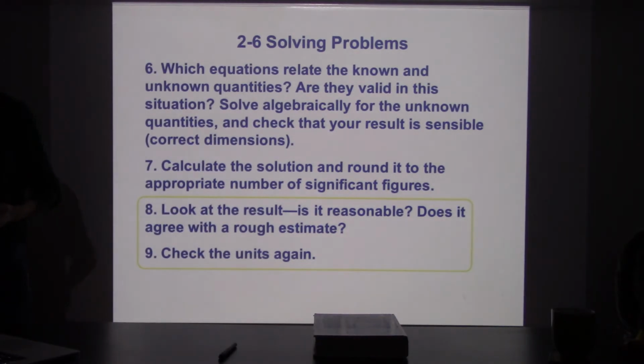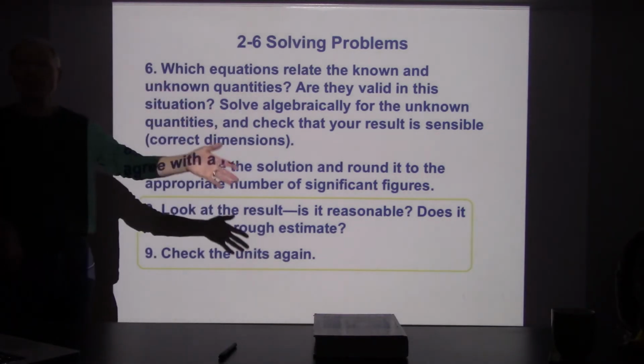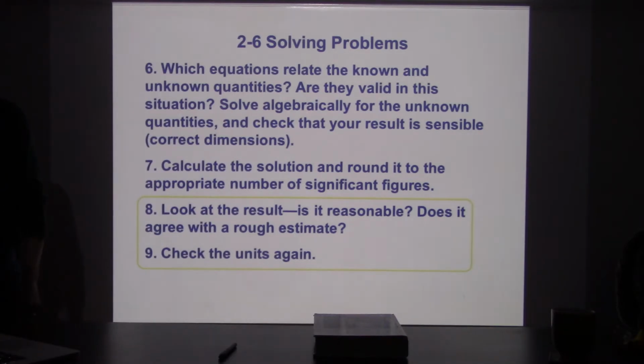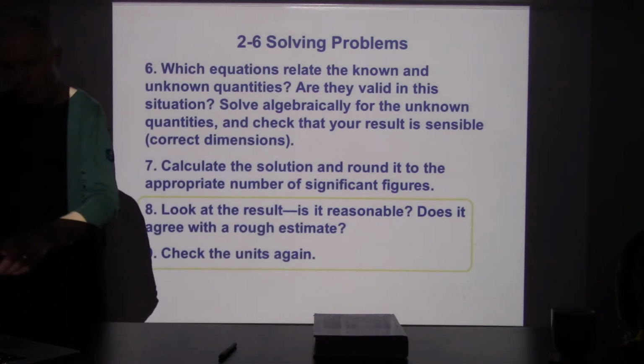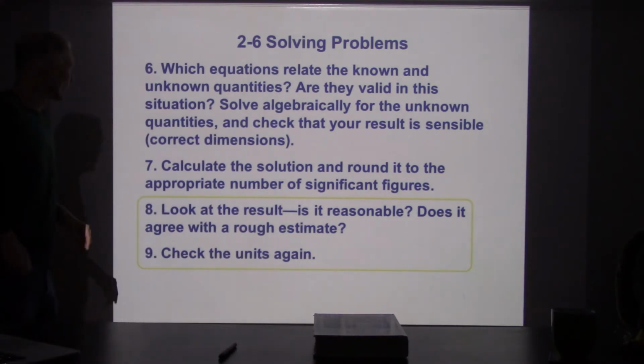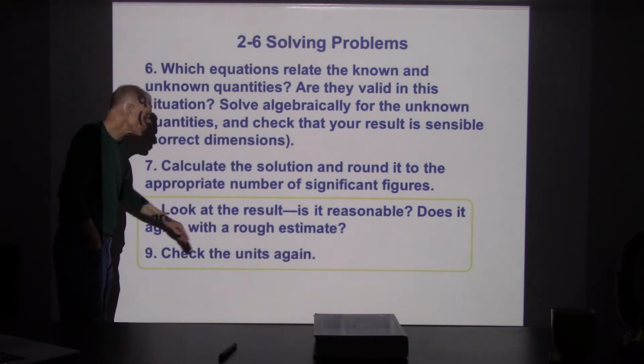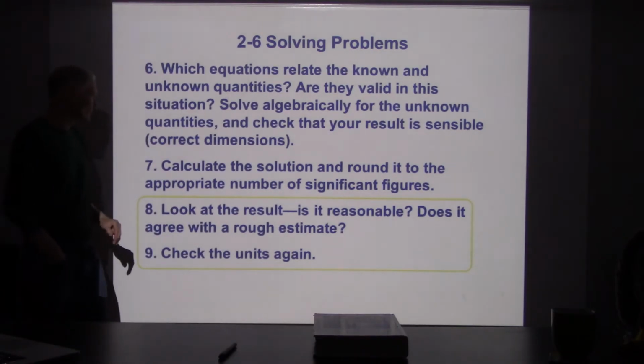But in most instances, if you get something that's just crazy, right? If you have a car going down the highway 1,000,000 meters a second, you're going to think, nah, something went wrong. I hit something wrong on my calculator. I better go back and double check it. So always check the results. Check it both numerically and check the units at each step.